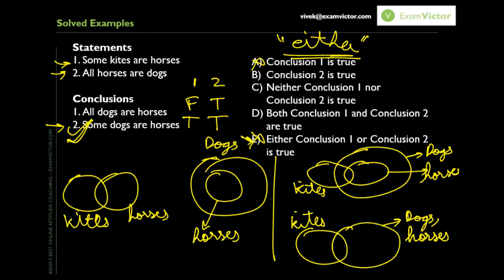So A is wrong. C is wrong because I know that 2 is always true. Both is not right. Either is also not right. The answer is B. Conclusion 2 is true.